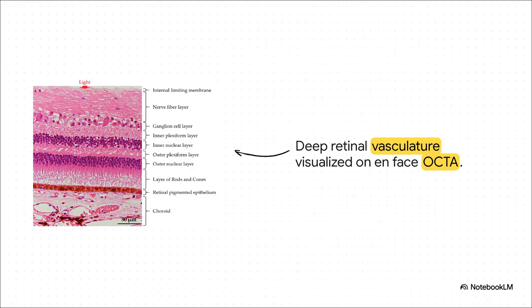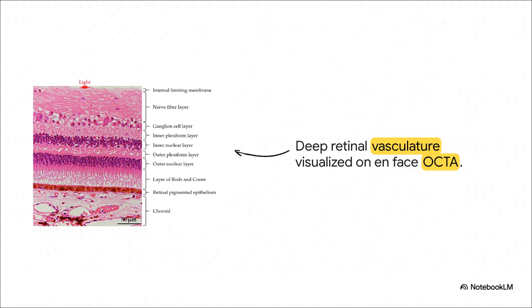This right here is a classic OCAP presentation. They'll show you an image like this and ask for the diagnosis. Remember the rule. The neurosensory retina has inner vessels, but the outer retina, the photoreceptors, they're supposed to be completely dark and avascular. They get their blood supply from the choroid below.